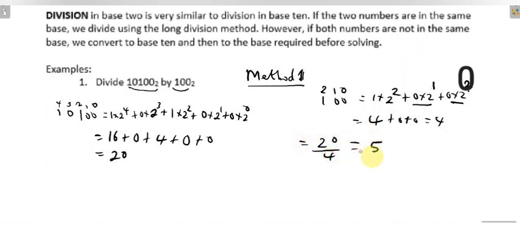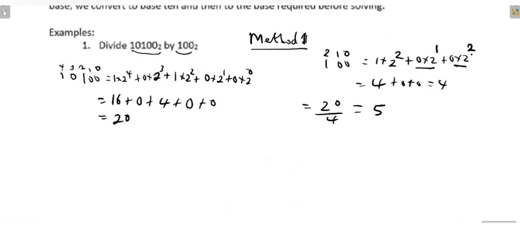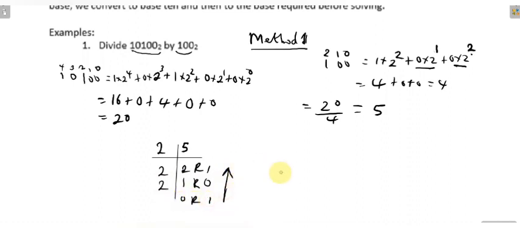So we have to convert 5 back to base 2. How do we convert 5 back to base 2? We'll draw a straight line, then we'll put 5 here. 5 divided by 2 is 2, remainder 1. 2 divided by 2 is 1, remainder 0. And 1 divided by 2 is 0, remainder 1. So we can write it up this way, so that our result is going to be equal to 101 base 2.